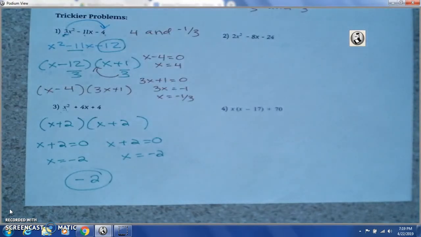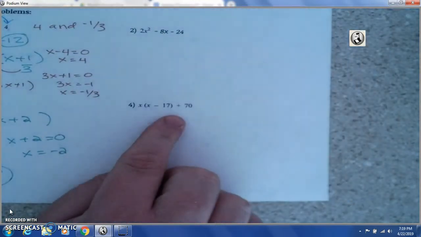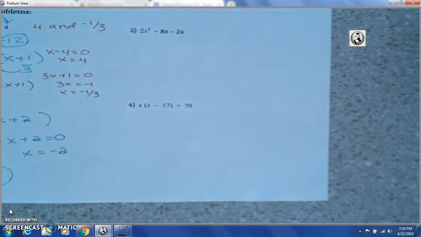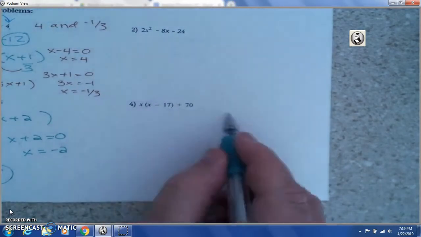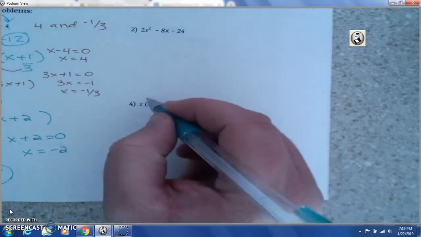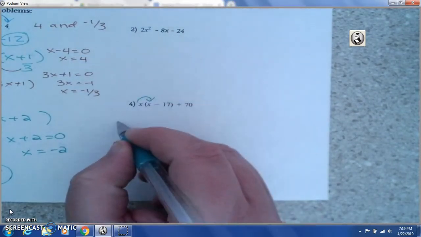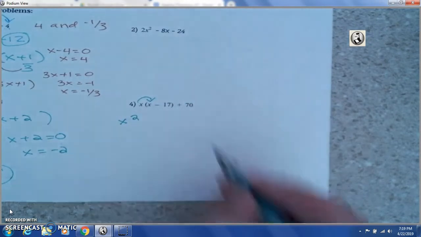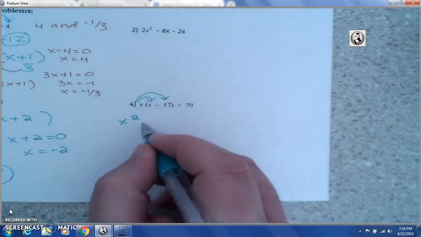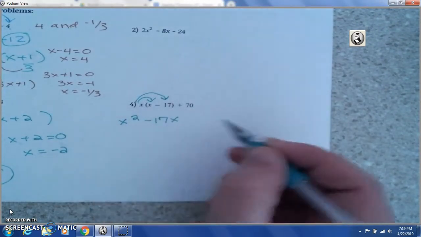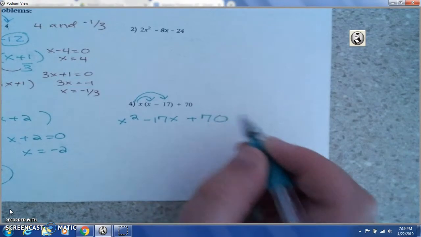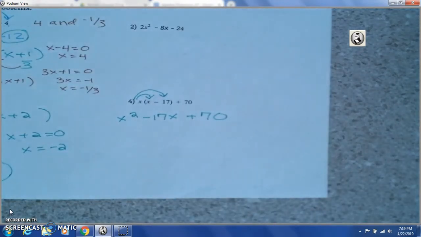Okay. Now, this one tripped some people up on the practice SOL. So this isn't simplified. So you have to simplify. X times x is x squared. X times negative 17 is minus 17x. And then plus 70. Okay? So sometimes you have to simplify.